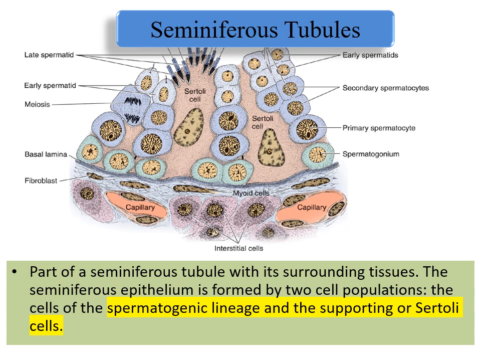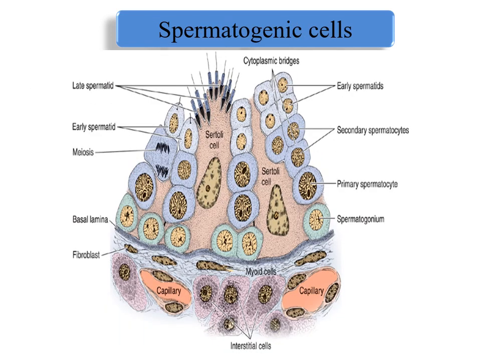In the lining of the seminiferous tubule, there are two lineages, the spermatogenic lineage and the Sertoli cell lineage. We will discuss now the spermatogenic lineage. In the spermatogenic lineage, you have 4 types of cells.